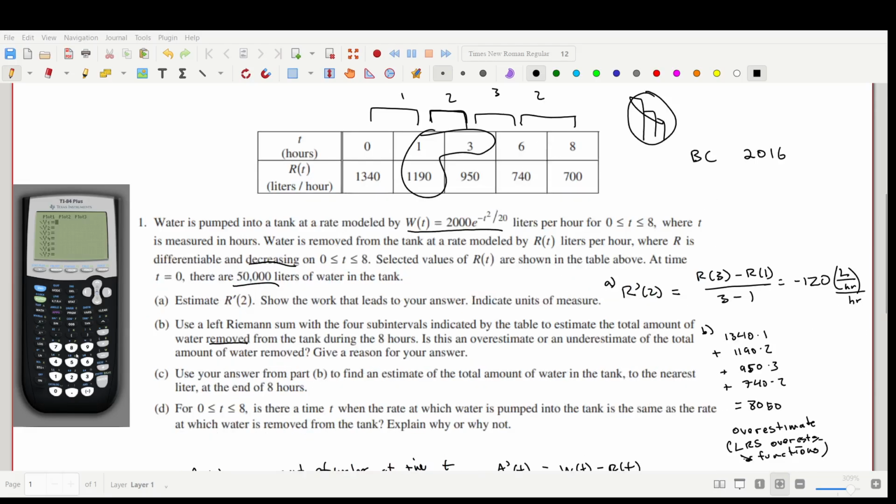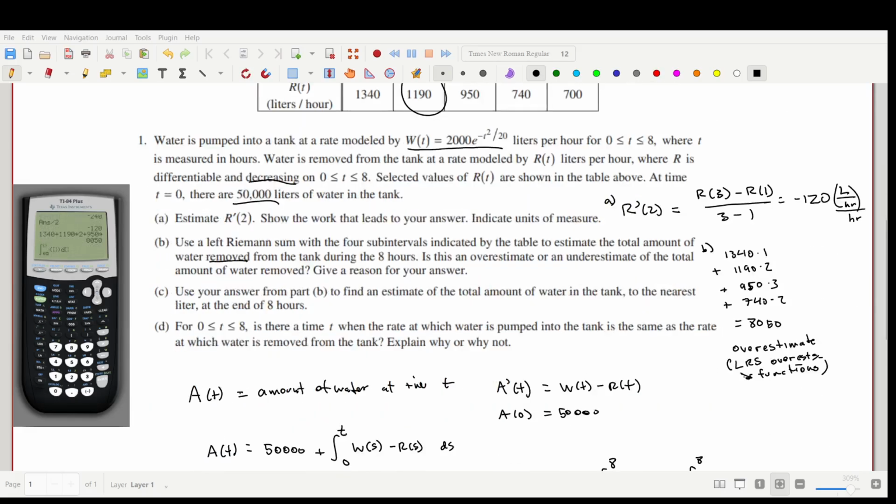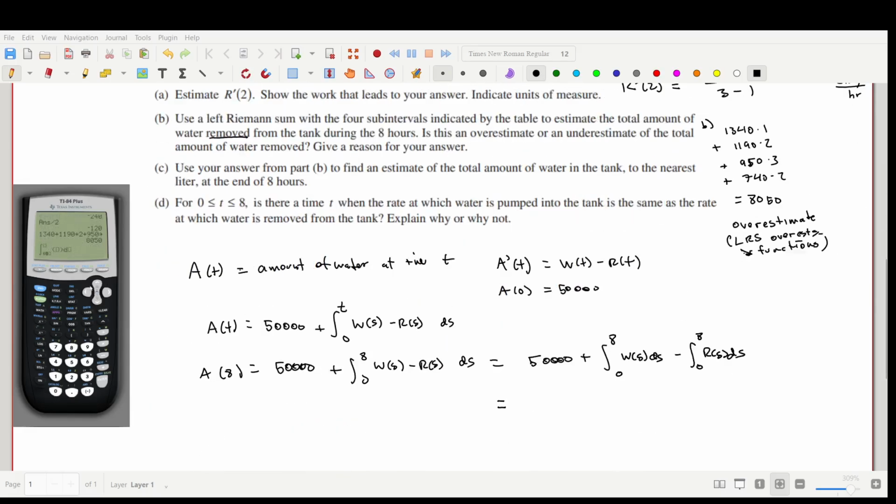What is W? 2000 e to the negative x squared over 20. All right, we're going to math 9 from 0 to, what was it, 8? That's what I said. Oops, 0 to 8 of y1.